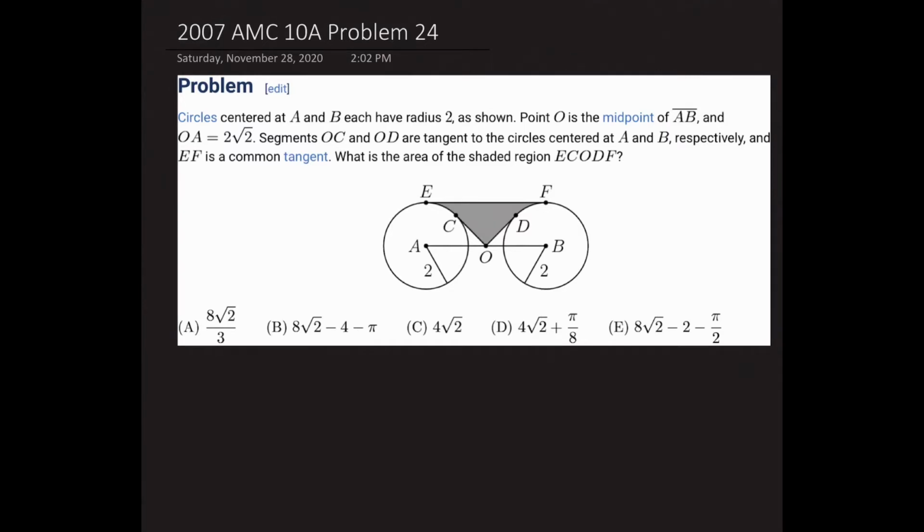Segments OC and OD are tangent to the circles centered at A and B, respectively, and EF is a common tangent. What is the area of the shaded region ECODF? So we want to find the area of this region right over here.